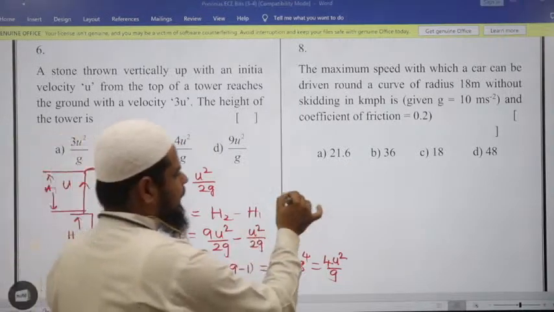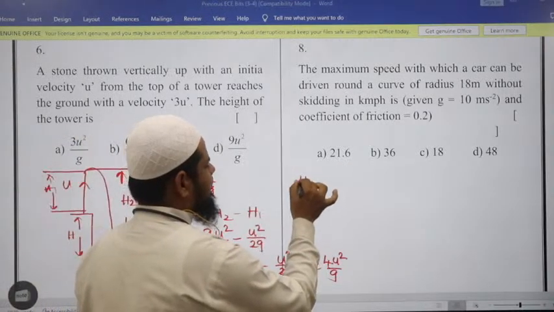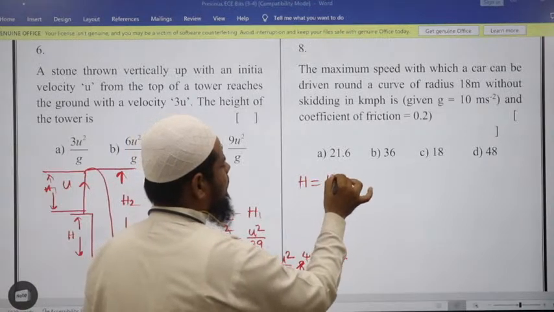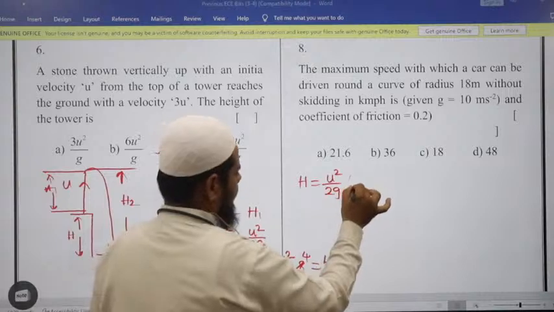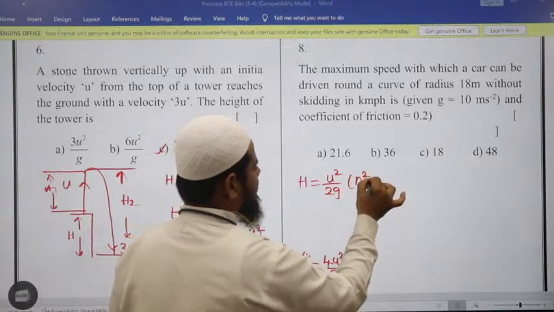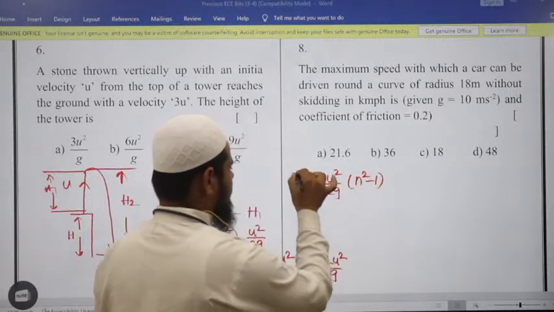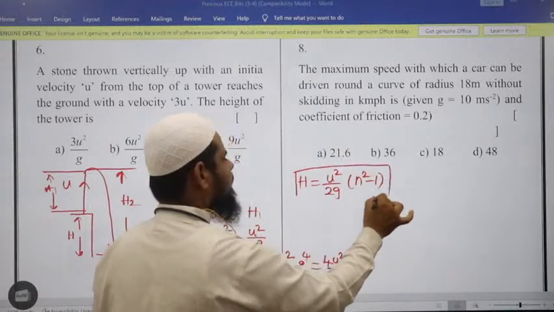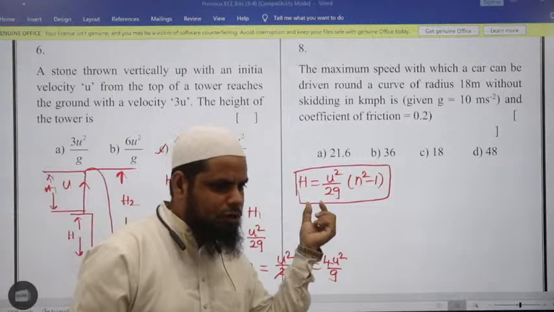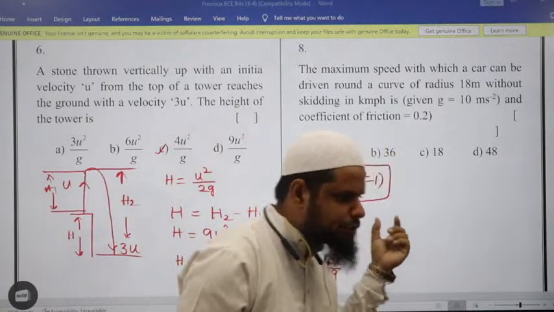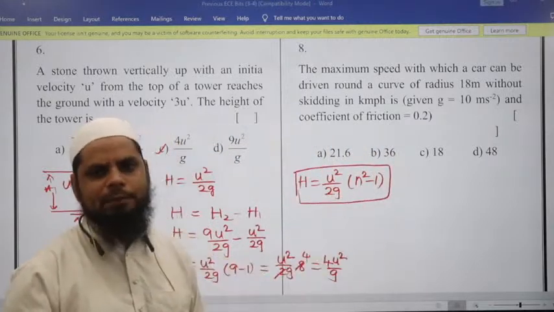లేదా ఇటువంటి వాటికి షార్ట్ కట్ మెథడ్ h is equal to u square by 2g into n square minus 1, ఇది షార్ట్ కట్ ఫార్ములా, ప్లీజ్ నోట్ డౌన్. h is equal to u square by 2g into n square minus 1.